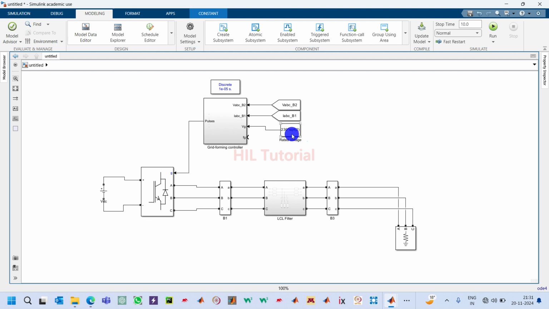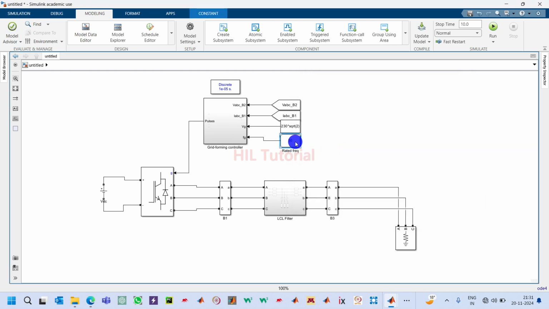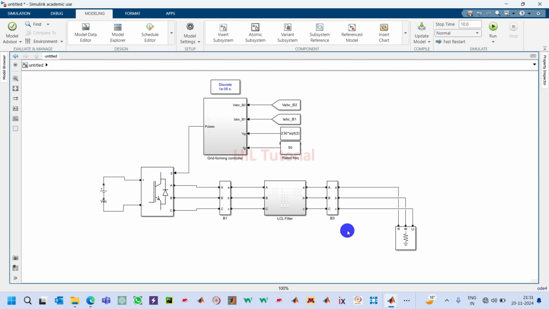Similarly we can have frequency, so rated frequency. Now double click on it and it should be 50 Hz. So these are the information we will have to provide to the grid forming inverter. And the controller will operate in such a way that it will produce some voltage and frequency to power up the local load.